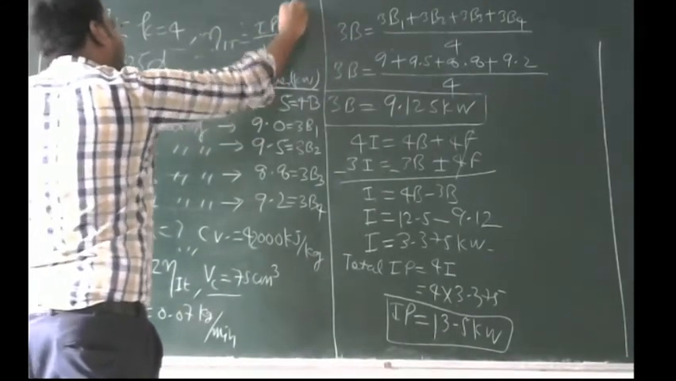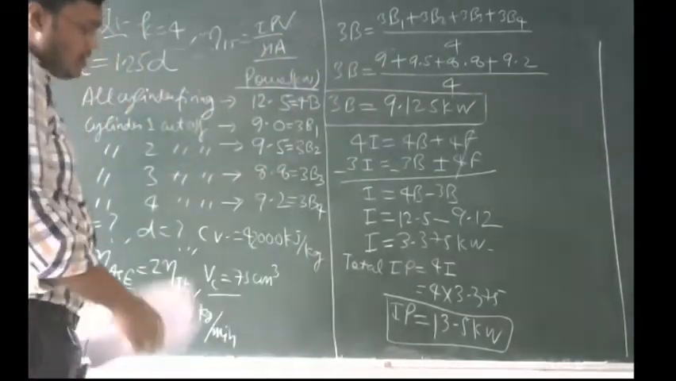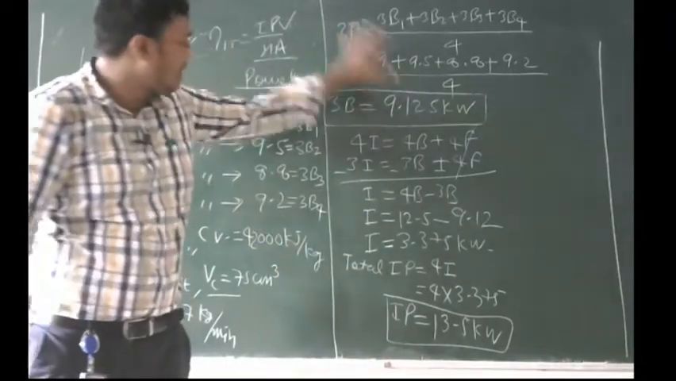So IP we have completed. Now we just need to calculate heat addition. Okay, so instead of IP, I am writing of data instead of IP.